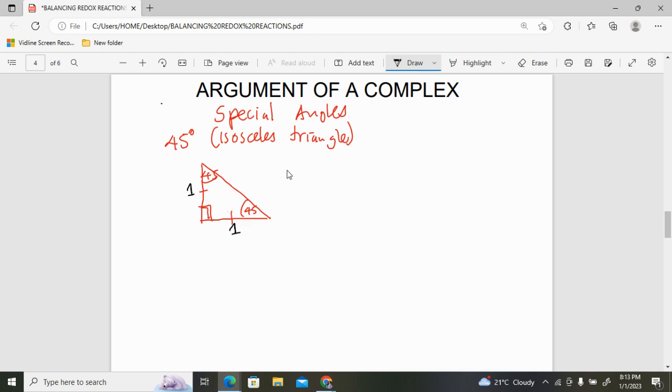Now, using the Pythagoras theorem, this side you can see here is the hypotenuse. So we want to determine the hypotenuse. So the hypotenuse is given by the square root of the two sides squared. So our x is going to be equal to the square root of 1 squared plus 1 squared, which is 2, so that is going to be the square root of 2, meaning that the hypotenuse here is going to be the square root of 2.